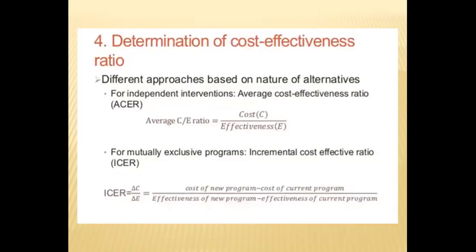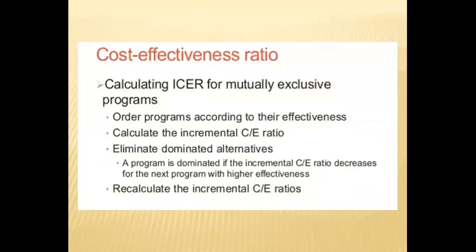Different approaches are based on the alternative. For independent programs, the average cost effectiveness ratio has cost in the numerator, and in the denominator there is effectiveness or health outcome output. For mutually exclusive programs, we measure the incremental cost effectiveness ratio, which is the cost of the new program minus the cost of the current program, divided by the effectiveness of the new program minus the effectiveness of the current program. For mutually exclusive programs, order programs according to their effectiveness, then calculate the incremental cost effectiveness ratio.